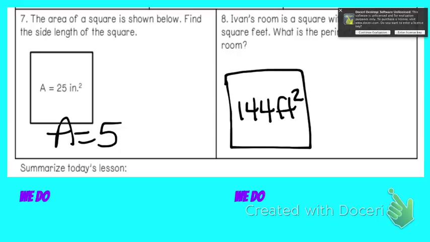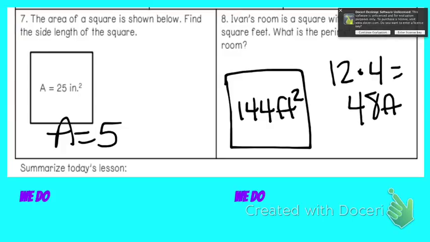So what is the square root of 144? 12. So now we have to say 12 times 4. Okay? 12 times 4. And that gives you 48. So the perimeter would be 48 feet. Okay?